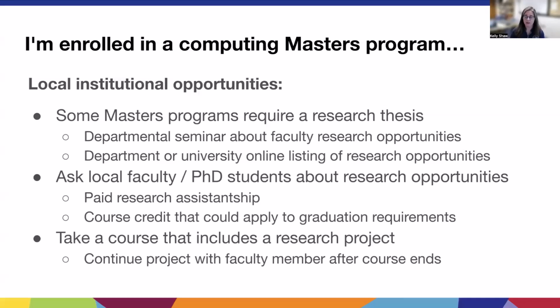Another way you can do this is to take a course that includes a research project. So if you're interested in a specific area of computer science and there's an elective that you can take to fulfill a requirement in your master's program, and that elective is known to have a project that students have to engage in at the end of the course, go ahead and take that course, do really well in that research project, and potentially ask the faculty member if you can continue that project after the course ends.